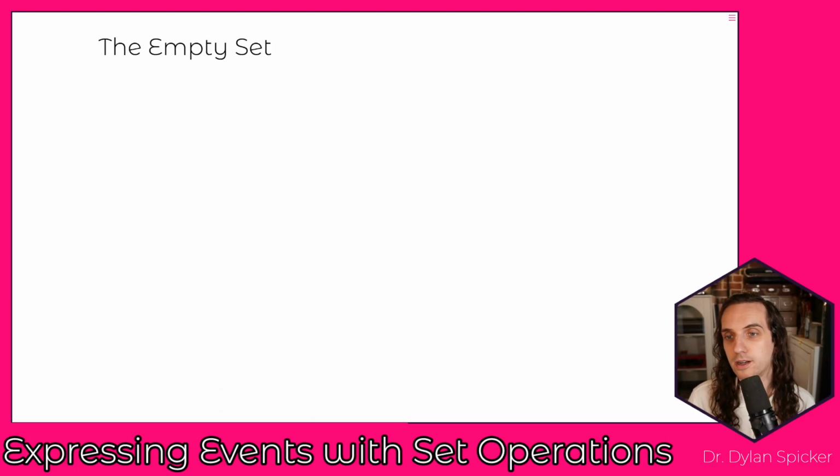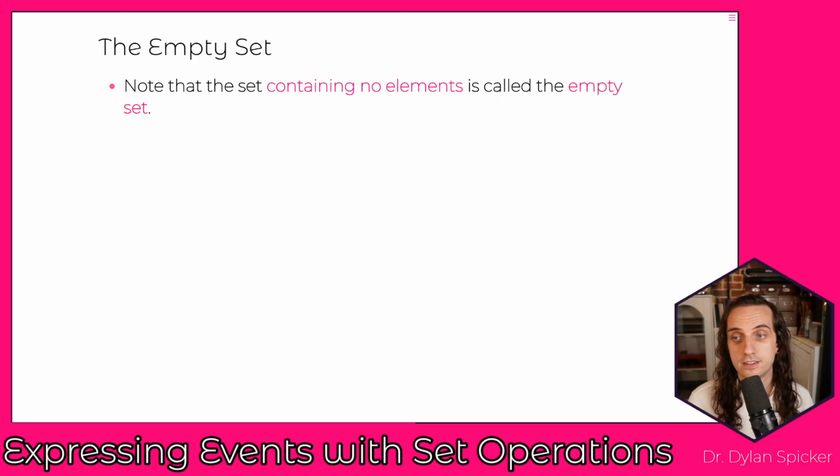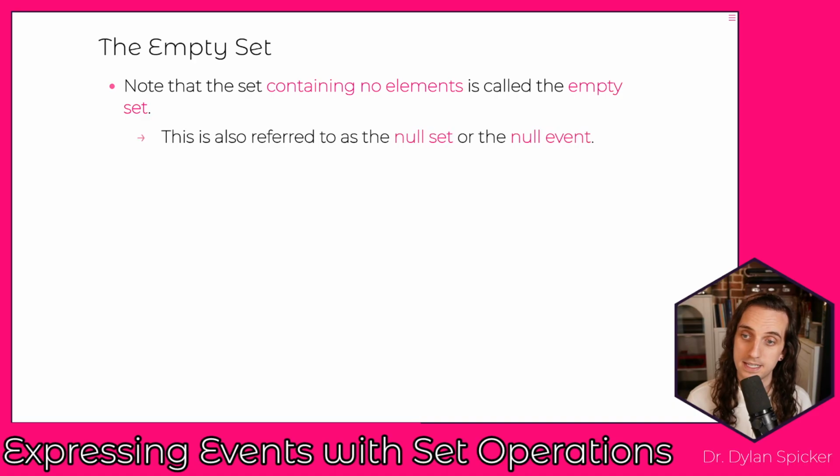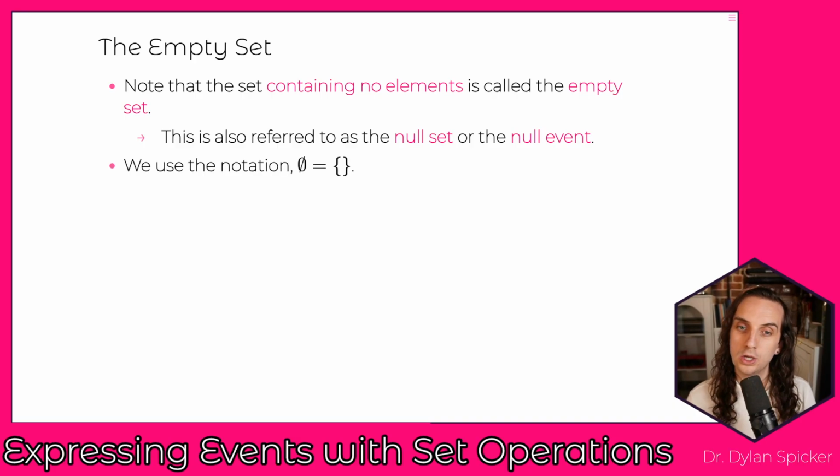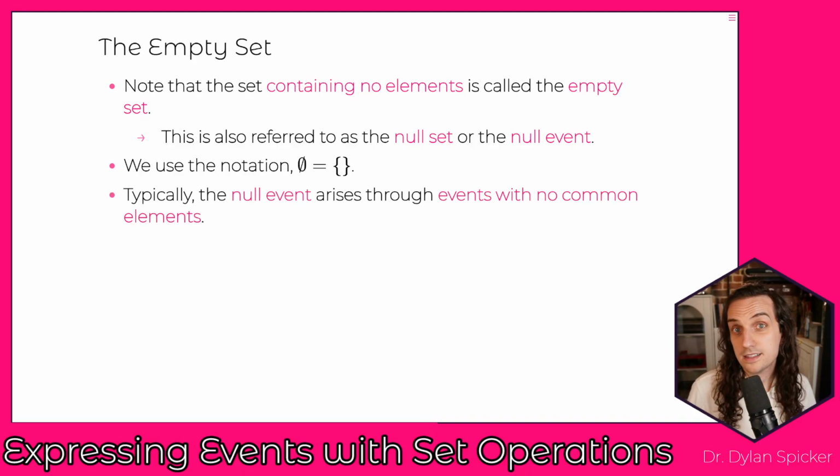So let's talk a little bit more about the empty set then. If we have a set that contains no elements, we call that the empty set. We'll also refer to this sometimes as the null set, or in the context of probability, as the null event. So the null event, the null set, the empty set, they all refer to exactly the same thing. We're going to use this notation that looks a little bit like a 0. If you take a 0 and you cross through it beyond the edges of the 0, that means the empty set. You're free to write this in any way that you see fit, but more often than not, you're going to see the empty set written as this 0 symbol here.